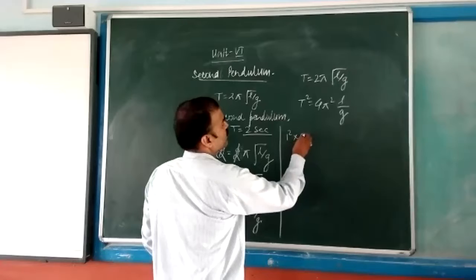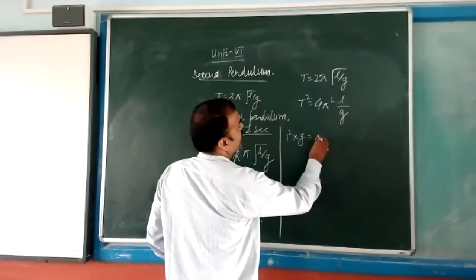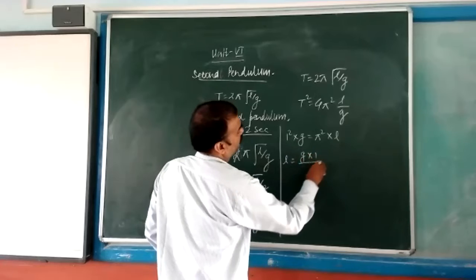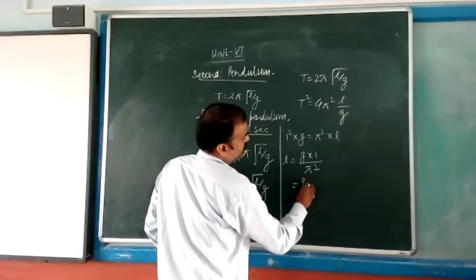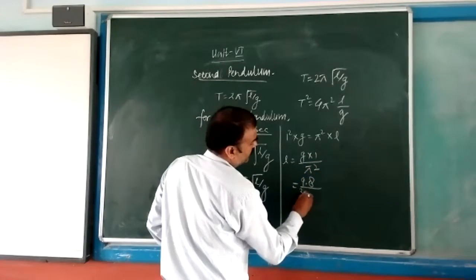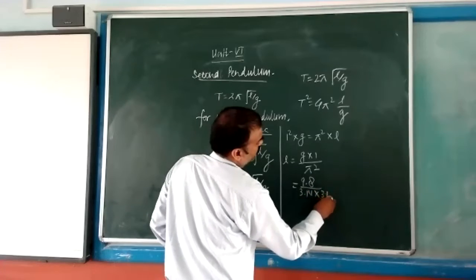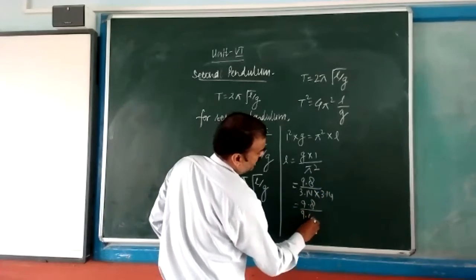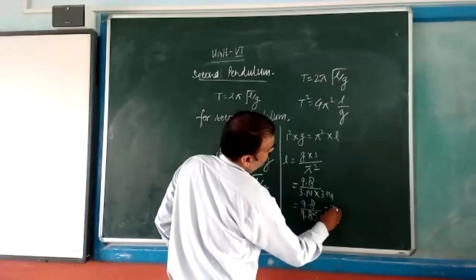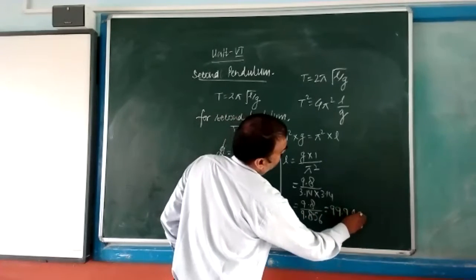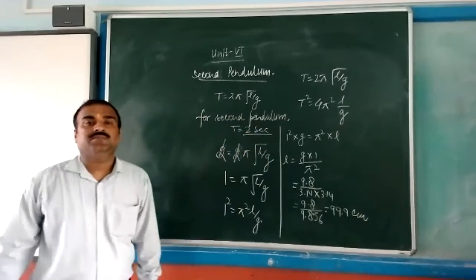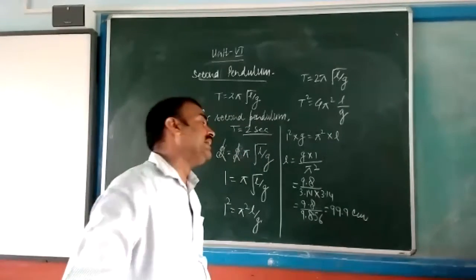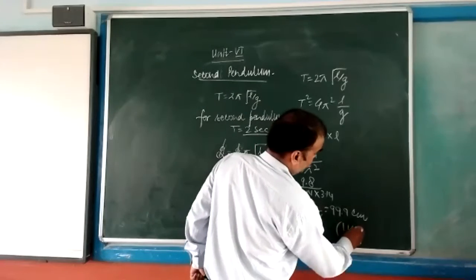1 square into g equal to pi square into L. So L equal to g into 1 upon pi square. Value of g is 9.8, and pi is 3.14, so 3.14 into 3.14. So we get 9.8 upon 9.856. You will get 99.9 centimeter. Just check it. Or approximately 1 meter.